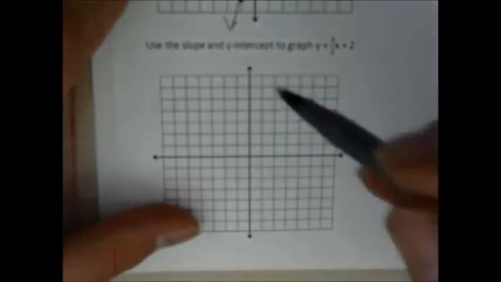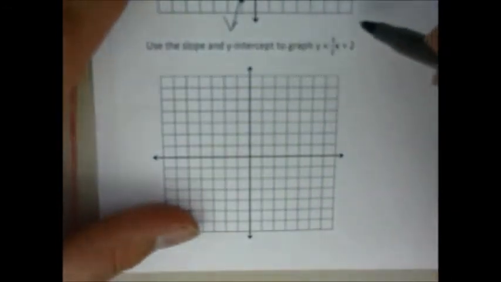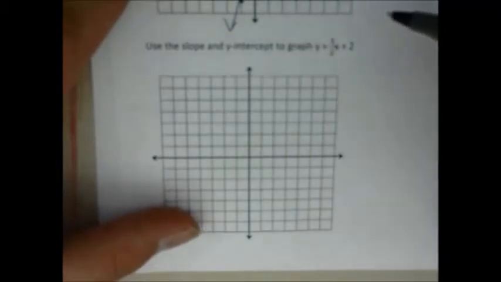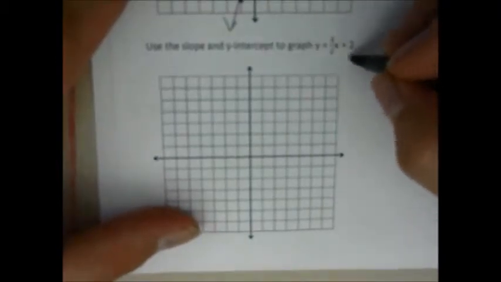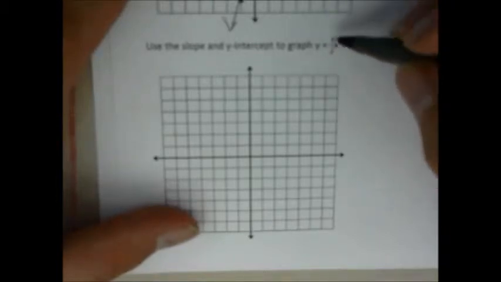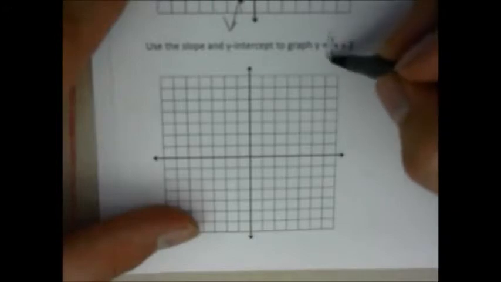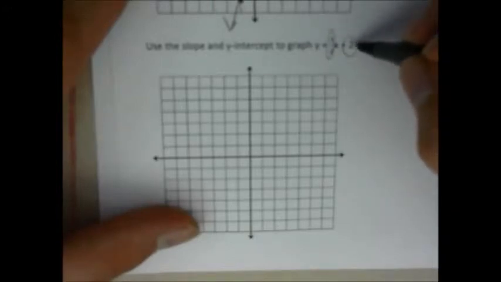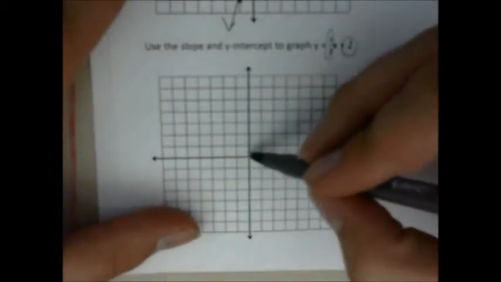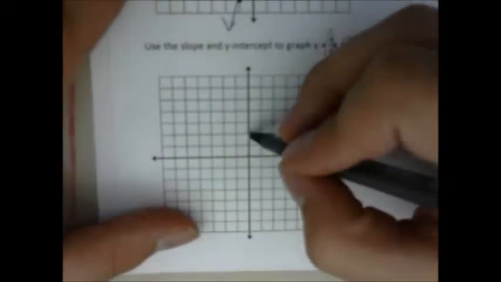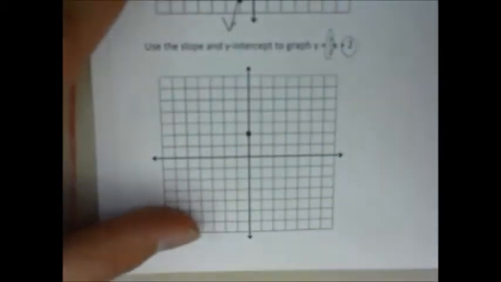Alright, now we're going to use slope, y-intercept to graph this. So, once again, you're going to look at this, and this, and this. This is our slope. Y-intercept. Y-intercept's where it crosses the y-axis. So we're first going to look at that. It crosses the y-axis at 2, so we're going to put a dot at 2 on the y-axis.